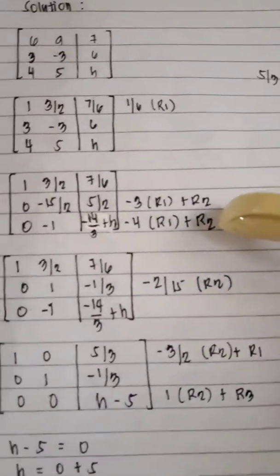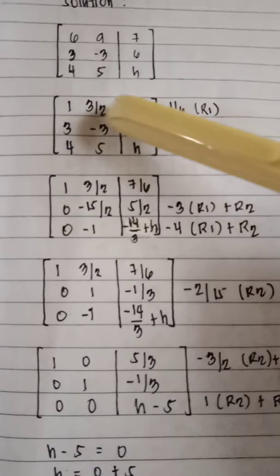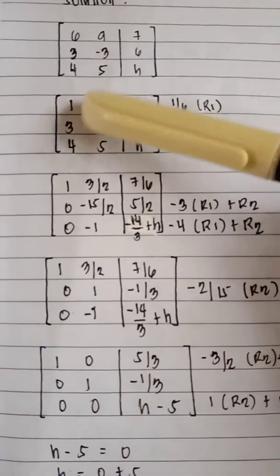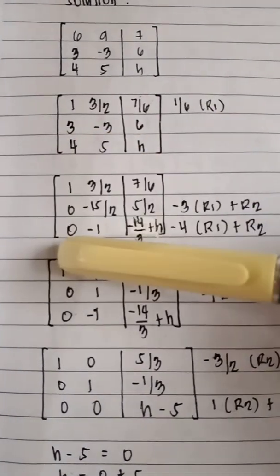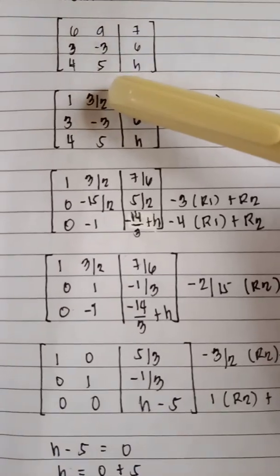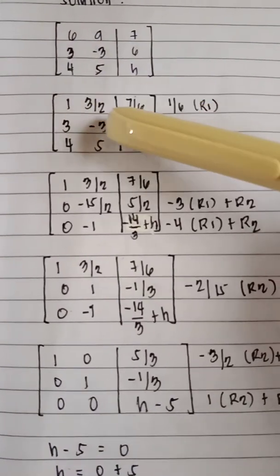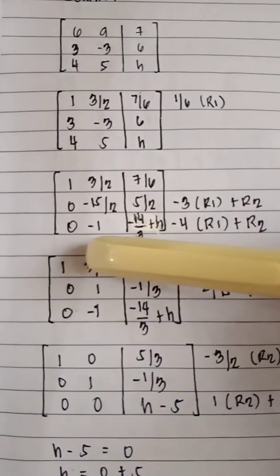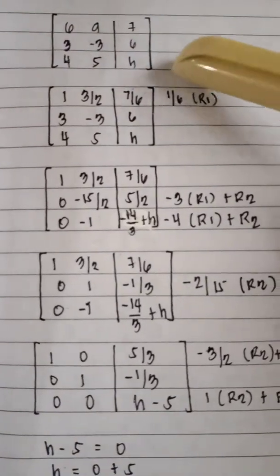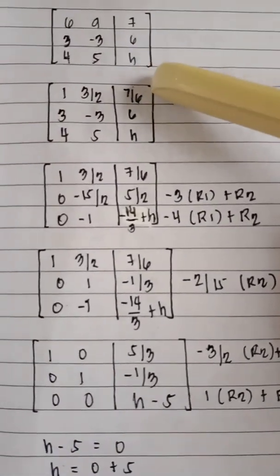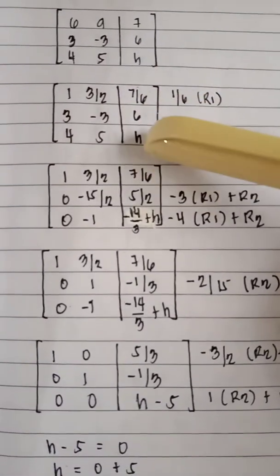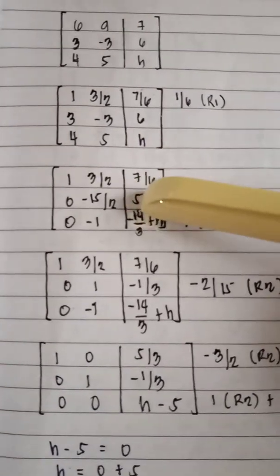In row 3, negative 4 times 1 plus 4 is equal to 0. Negative 4 times 3 over 2 plus 5 is equal to negative 1. Negative 4 times 7 over 6 plus h is equal to negative 14 over 3 plus h.